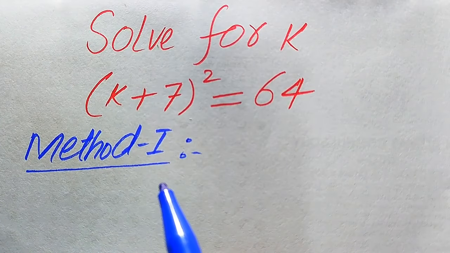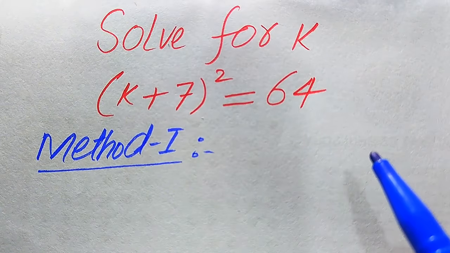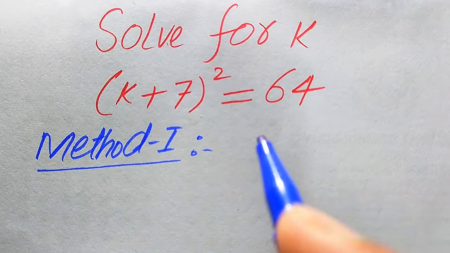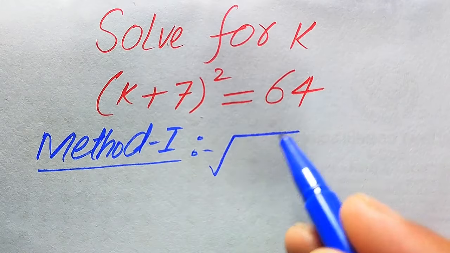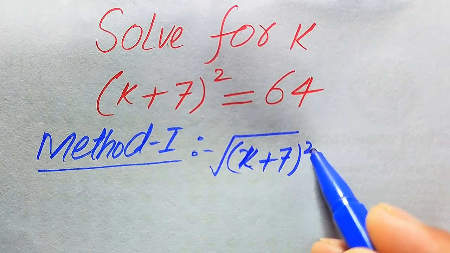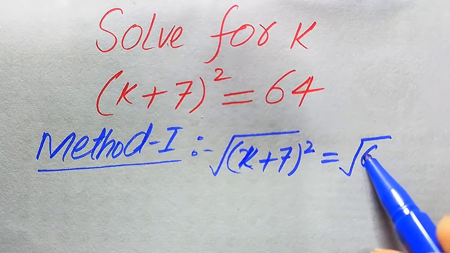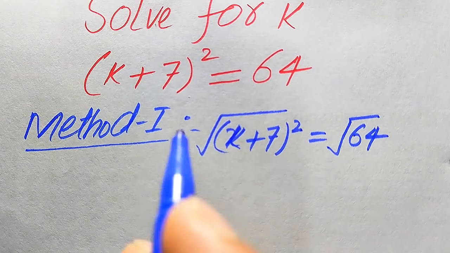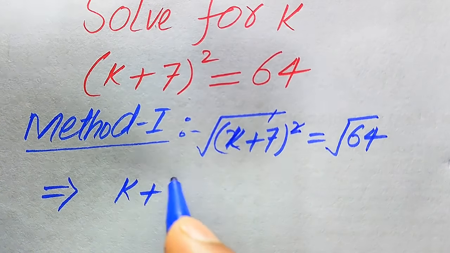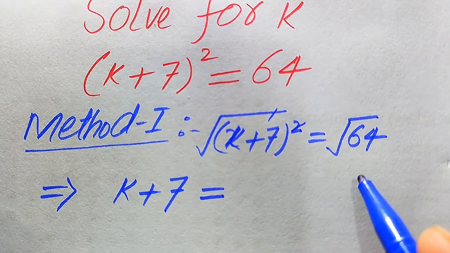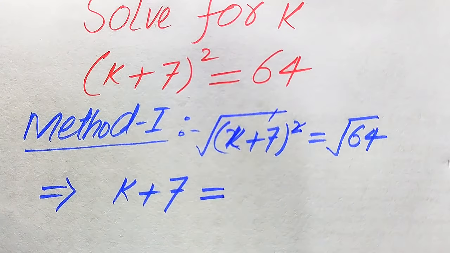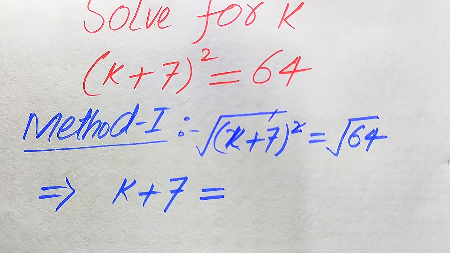In the first method we solve this problem with the help of a square root. Here we need to apply the square root on both sides, and when we apply it, it will be written as the square root of (k + 7)² equals the square root of 64. On the left-hand side, the square and the square root are gone, and we get k + 7 equals, on the right-hand side, the square root of 64, which becomes 8.